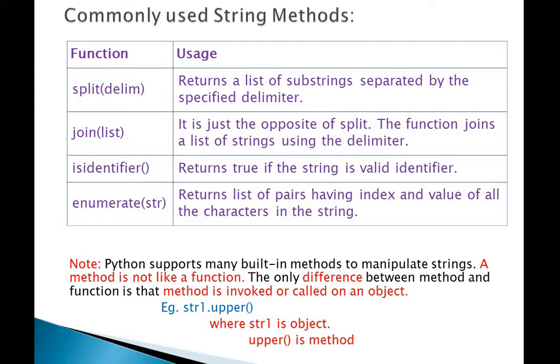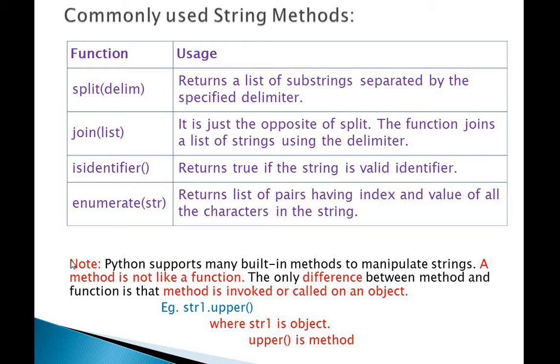In the example, we have called the upper function using the str1 object. Here the dot operator is used to call the upper function. str1 is a string object and the string object calls upper using the dot operator. Upper is a method, it is not a function. Functions are called without using an object, while methods are called using objects.